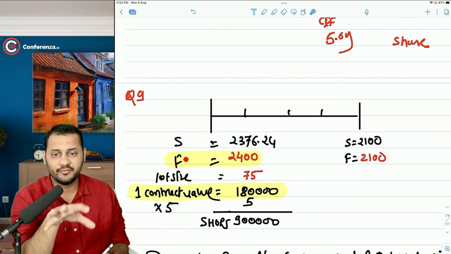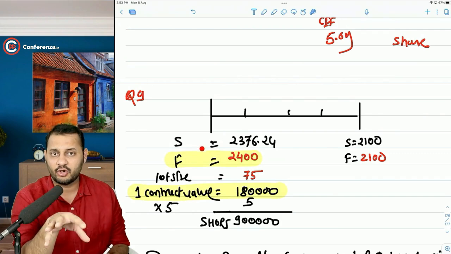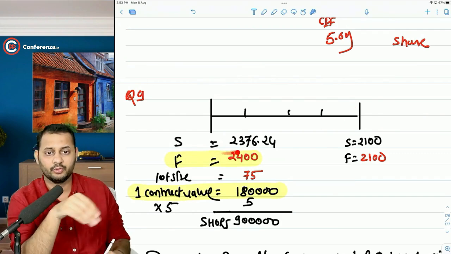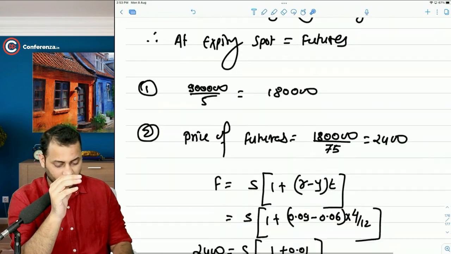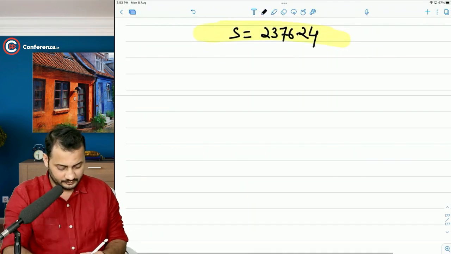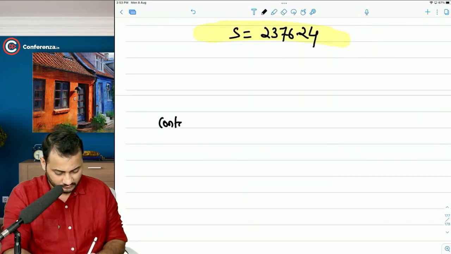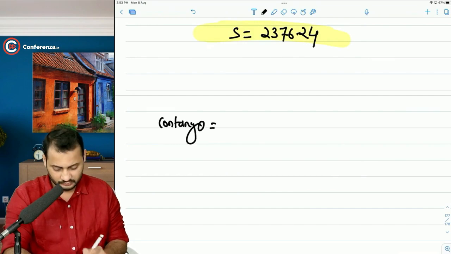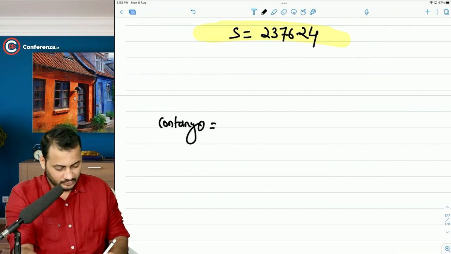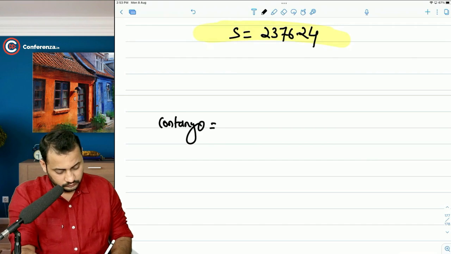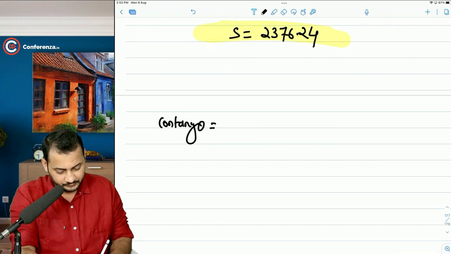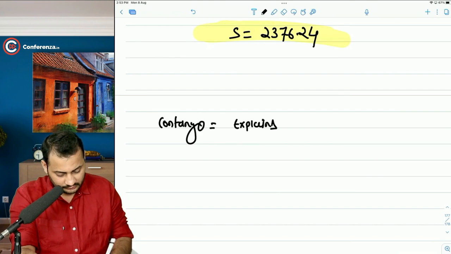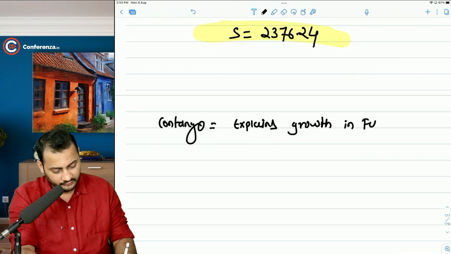That means in future we are expecting this stock to grow, right? So contango itself explains growth in futures.